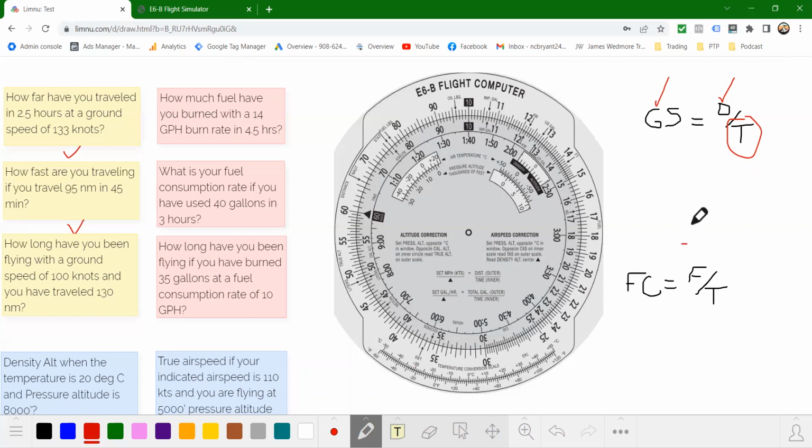So this is really, if you think about it, this is the same equation. We have a rate. So a rate is something per time. So fuel consumption rate is just how much fuel you burn in a specific amount of time. Ground speed is how far you travel in a specific amount of time. And you can see that in the equation. It's fuel, the amount of fuel over time. And this is just distance over time. So it's the same exact concepts. And you can see that here.